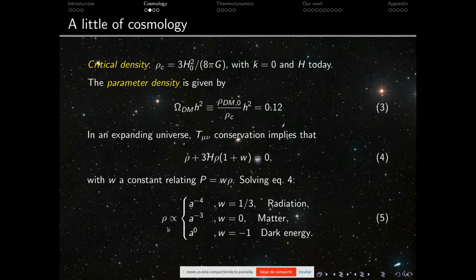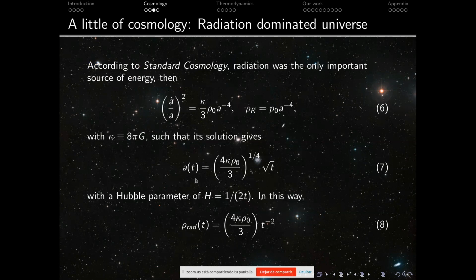If you solve this equation, you can get a relationship between the density of some species and the size of the universe, or the relationship between the density and the scale factor. These values for w are known from statistical mechanics. For instance, when you have matter, non-relativistic particles at some temperature, you can obtain this relationship of rho and the scale factor, this dependence. This is useful because if you plug these solutions into the Friedmann equation that I showed you, you can get the dependence of your scale factor with time, for instance.